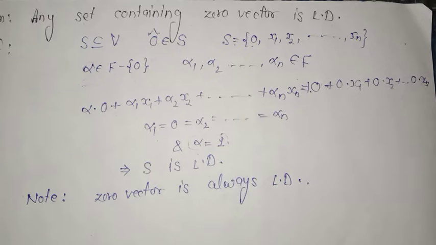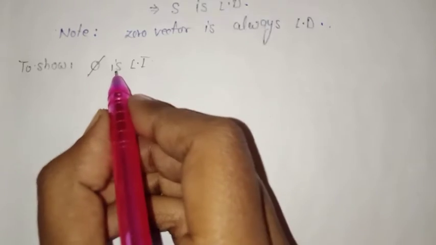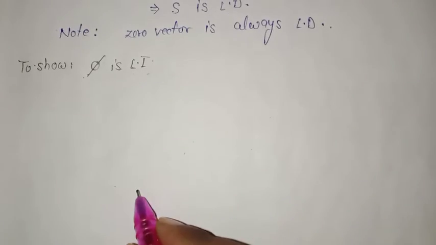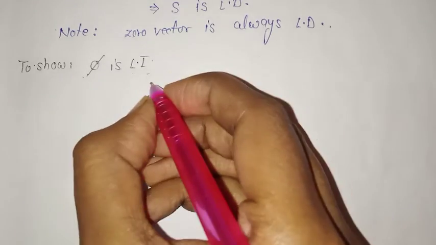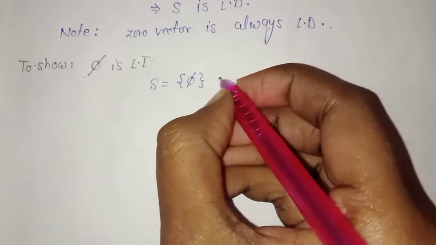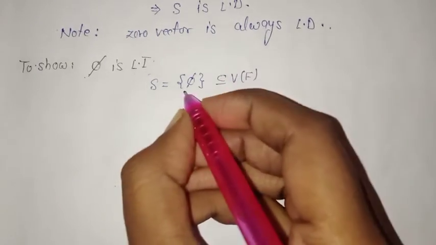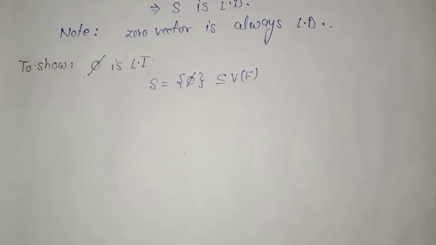There are some more theorems based on linearly dependent and linearly independent sets of vectors. So let's discuss them. Now, the empty set phi is always linearly independent, and we will prove it now. So let S be a set of vector space V over F in which there is no element. This is a subset of V over F, and the empty set is a subset of every set. Now we need to prove that S must be LI.